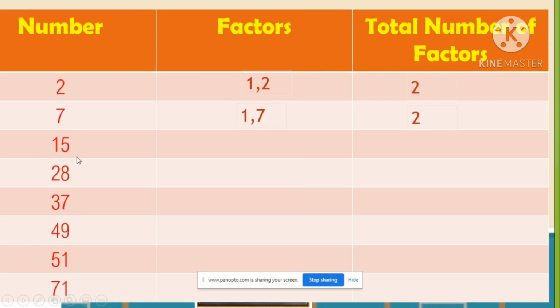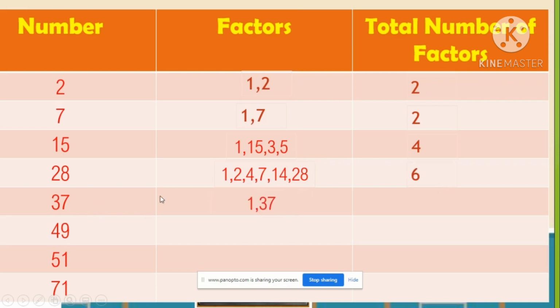Next, yung number 15. Let us now find the factors of 15. It can be 1 times 15 and 3 times 5. Let us now count the number of factors of 15. So 1, 2, 3, 4. Next, 28. The factors of 28 are 1 times 28, 2 times 14, and 4 times 7. Let us now count the total number of factors of 28. So we have 1, 2, 3, 4, 5, 6.